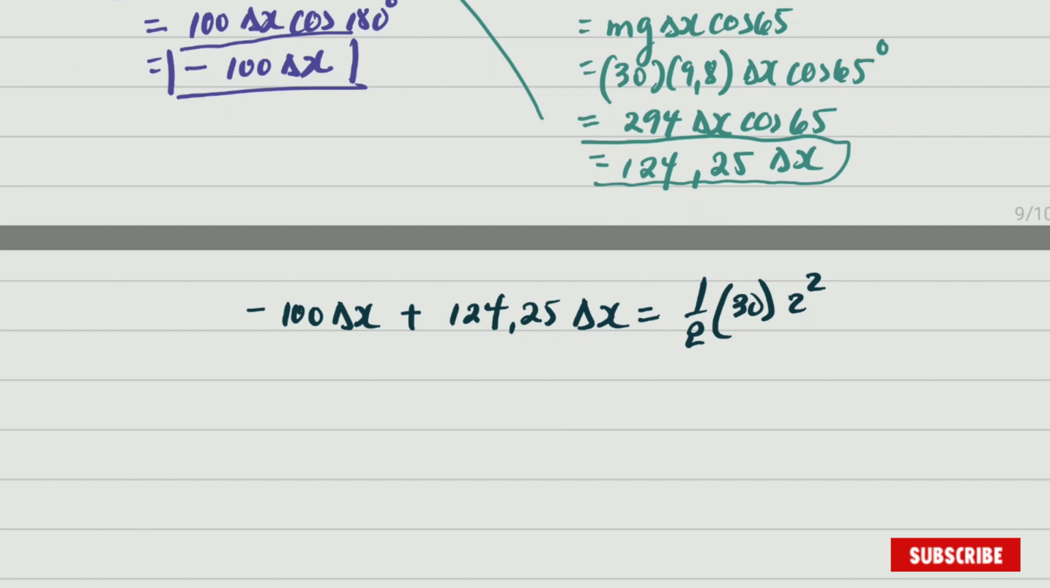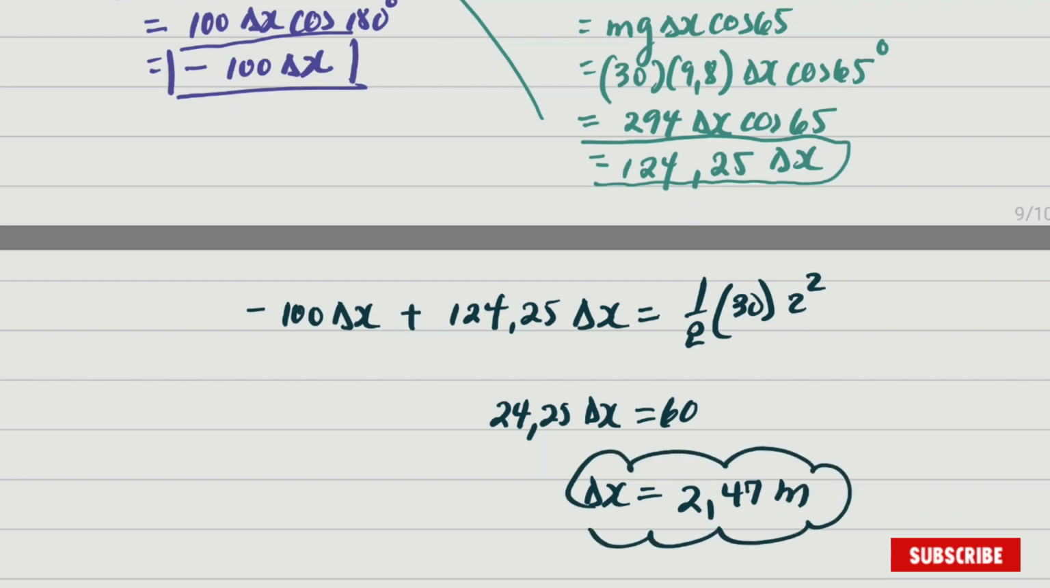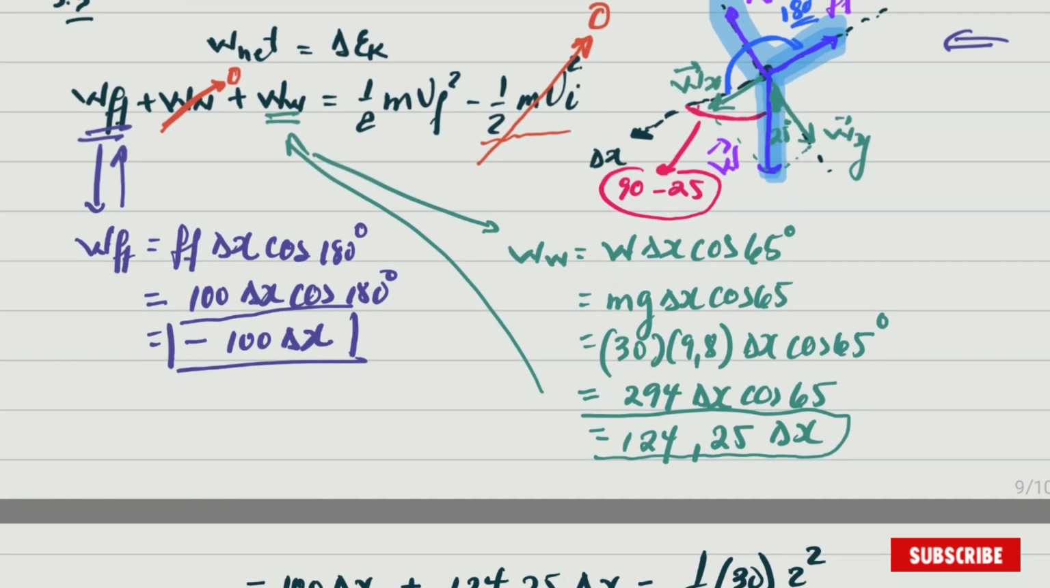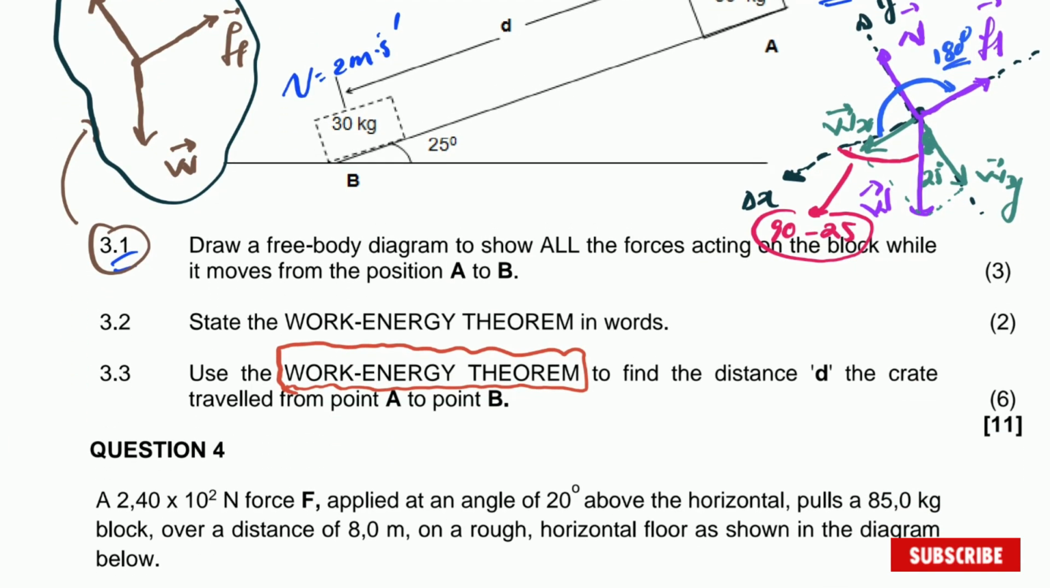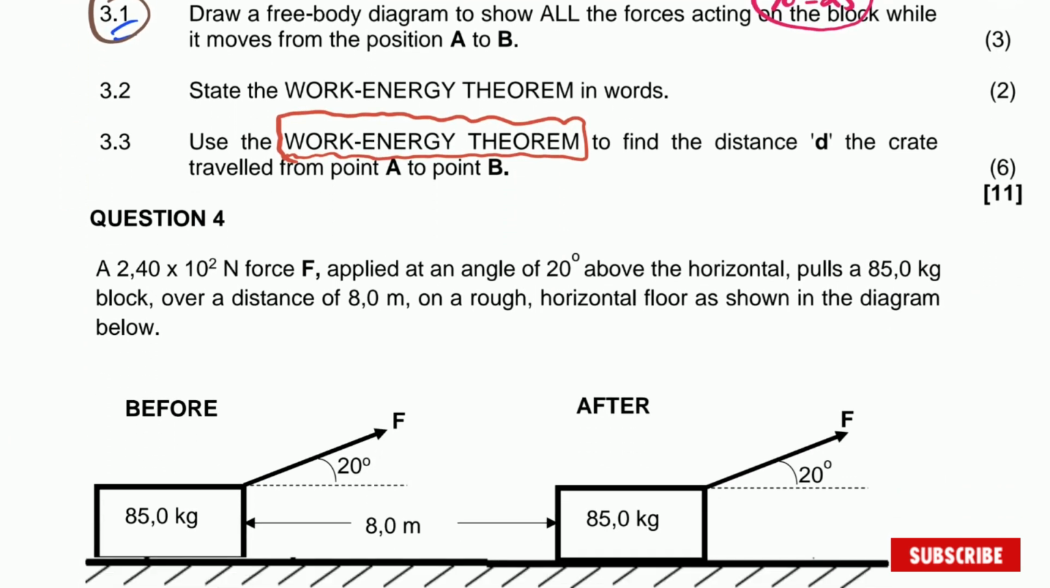Now when we calculate this one, we are going to have on the left hand side 24,25 delta x, and on the other side we are going to have 60 when you calculate it. Therefore the displacement is going to be 2,47 meters, and this is the end of this question. This question was quite simple, and that is the answer for the displacement of the object. I hope it's clear. We've done many videos with questions similar to this one, or even I'm not sure if we did the same question before.